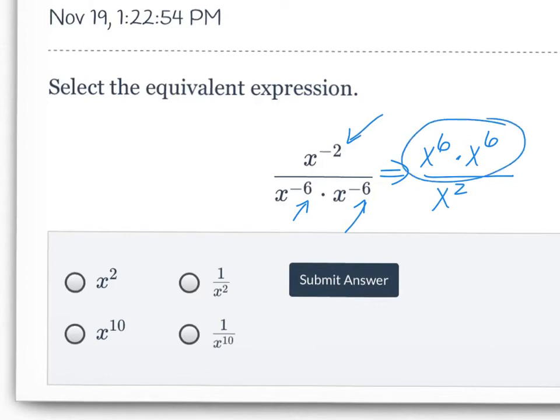Now, when you multiply, what do you do with exponents? You add exponents. So that gives me x to the 12th over x to the 2nd. Then when you divide, you subtract, and you always move the small to the large. So that's going to put x to the 10 on the top, which means this would be my selection.